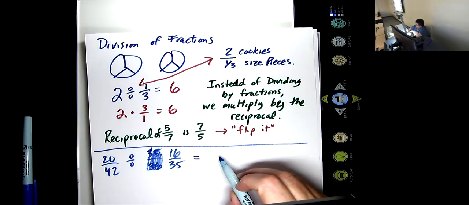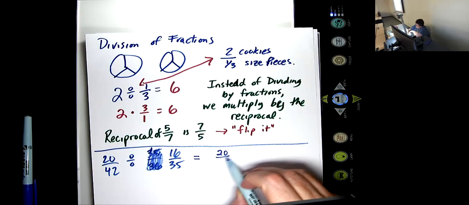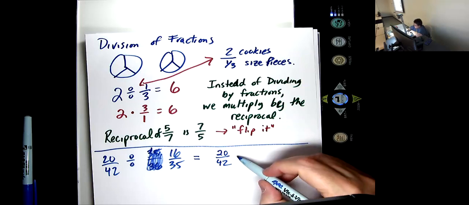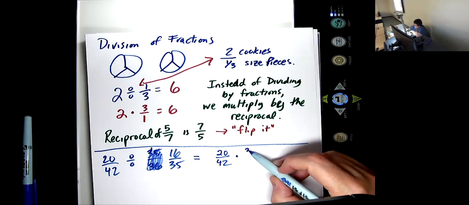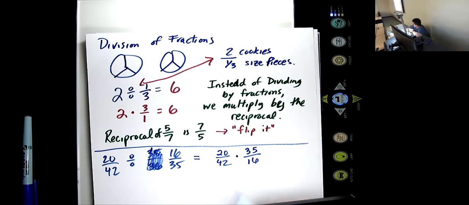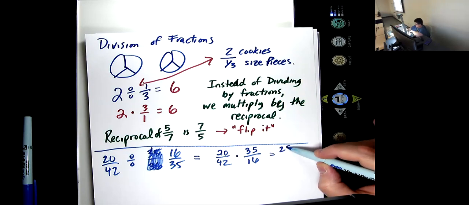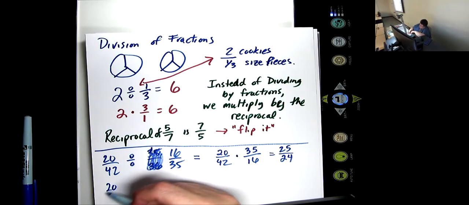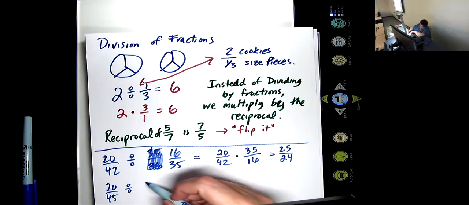So rather than doing division, what I'm going to do is rewrite this. The first one does not flip. Leave the first one alone. Only flip what you're dividing by. The 35 goes up on top. The 16 goes on bottom. And we just factored this one a second ago. This was the first one we did. This was 25/24. Let's do the divided by 35/16.